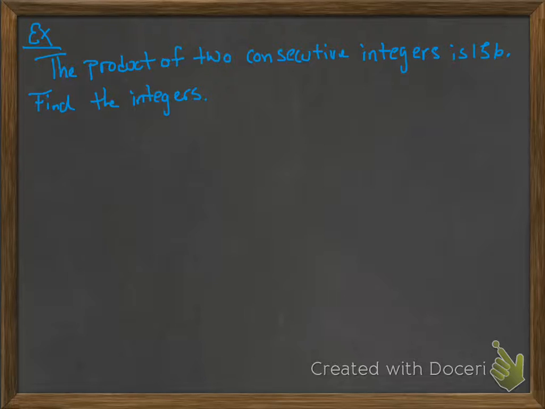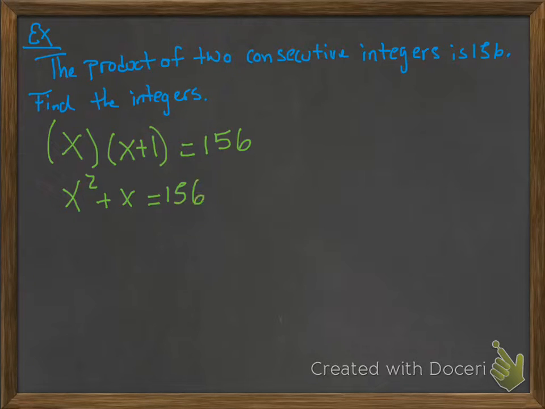The product of two consecutive integers is 156. Find the integers. So two consecutive integers means if one integer is x, the next integer is x plus 1. And we know that the product means to multiply, so these two things multiplied together is 156. So again, I just go and distribute: x squared plus x is equal to 156. X squared plus x minus 156 is equal to 0, because I got to get 0 on the one side. Two numbers multiply together to get 156, add together to get 1. It's going to be 12 and 13.